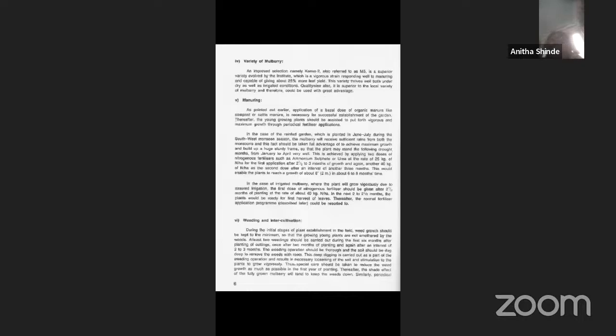What they say is that during the initial stages of plant establishment in the field, weed growth should be kept to the minimum so that the growing young plants are not smothered by the weeds.